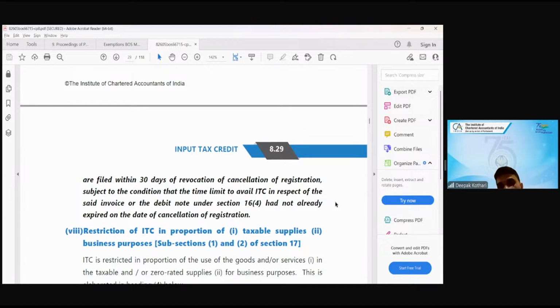So these are all the queries. We'll get into our hardcore topic. Just give it a few more minutes to let me know if you have any more doubts.